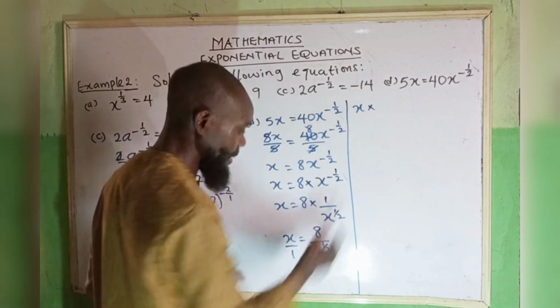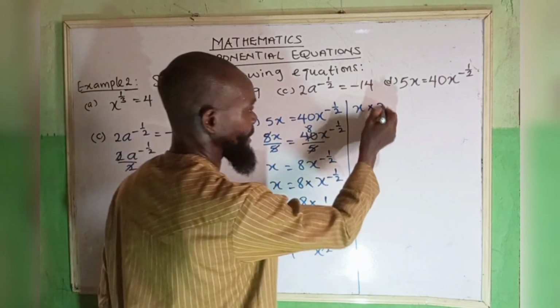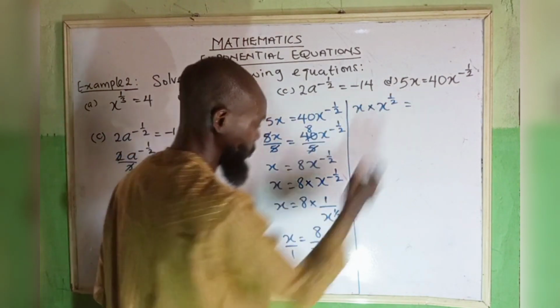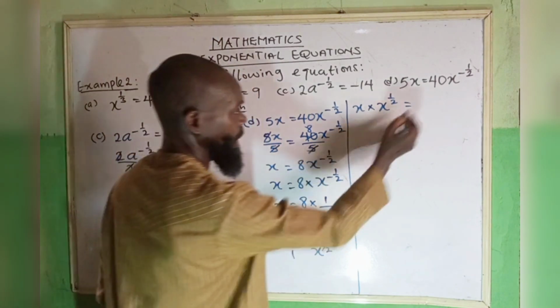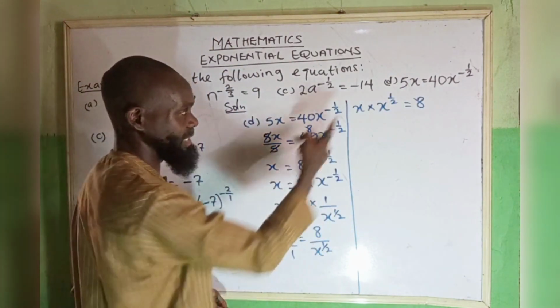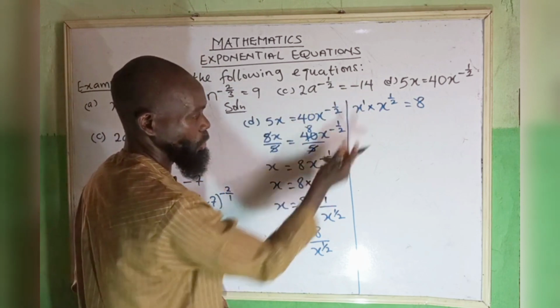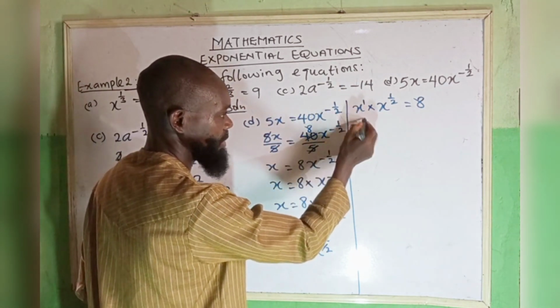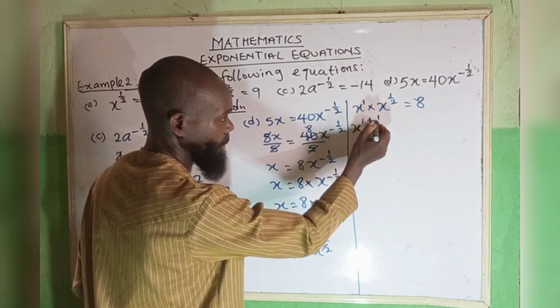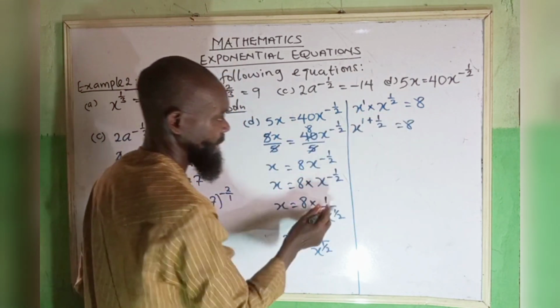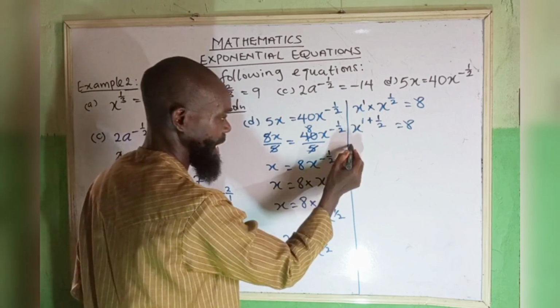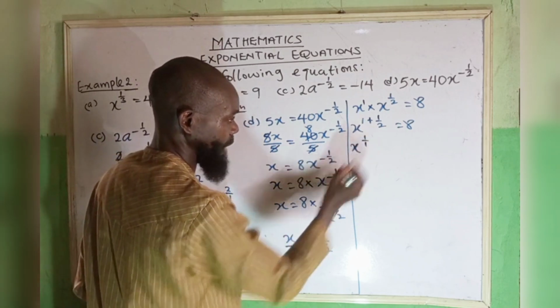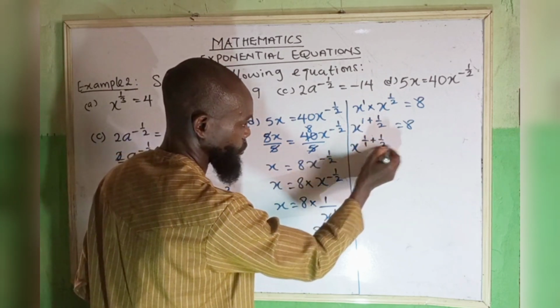x multiplied by this. You multiply this. x to power 1 over 2 is equal to 8 times 1. We have 8. Don't forget, there's a power of 1 here. So pick one of these x since they have the same base. x to power 1 plus 1 over 2 is equal to 8. Now let us work out this. x to power 1 over 1 plus 1 over 2 equals 8.